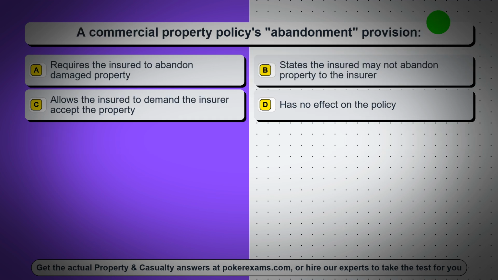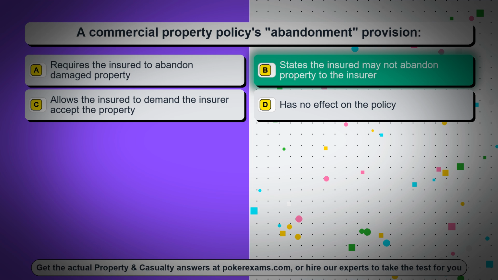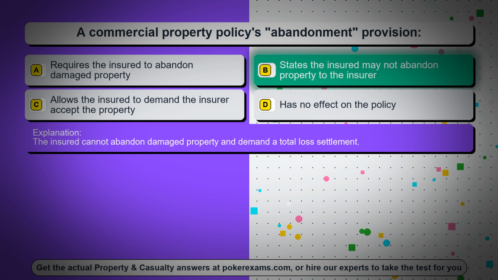Question 98. A commercial property policy's abandonment provision: Option A, requires the insured to abandon damaged property. Option B, states the insured may not abandon property to the insurer. Option C, allows the insured to demand the insurer accept the property. Option D, has no effect on the policy. The correct answer is option B, states the insured may not abandon property to the insurer. The insured cannot abandon damaged property and demand a total loss settlement.